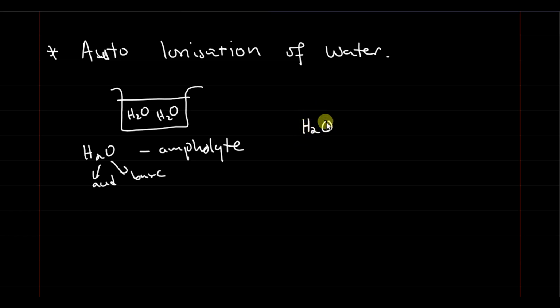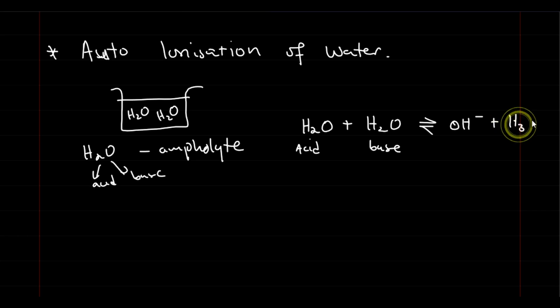So what happens inside water, between two water molecules? We'll have a water molecule and another water molecule. Between these two water molecules, there will be an acid-base reaction. This one will be the acid, and this one will be the base. An acid donates a proton. When water donates a proton, it changes to OH minus, and when water accepts a proton, it changes to hydronium ion. This is called autoprotolysis or auto ionization of water.